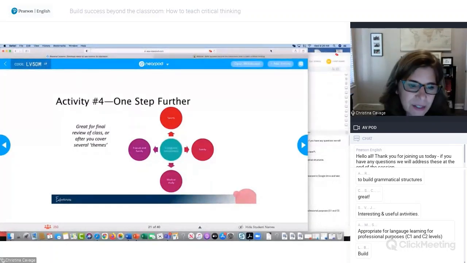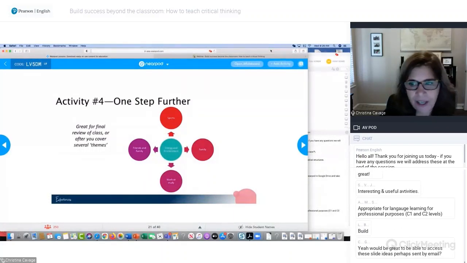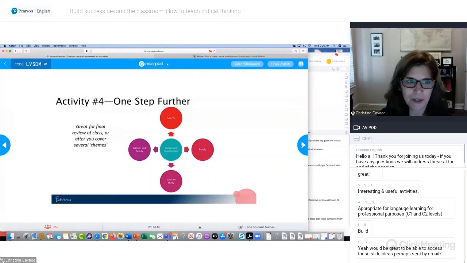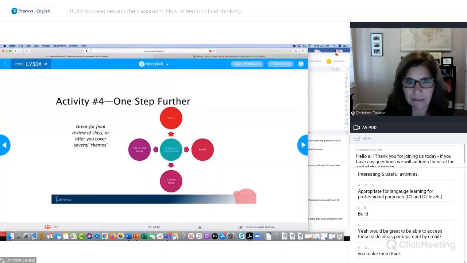So getting students to see connections between these usually siloed themes that we do in class can really help them leverage vocabulary practice. So this is one of my favorites, drawing connections between themes.